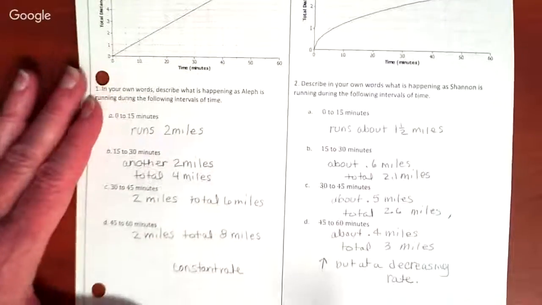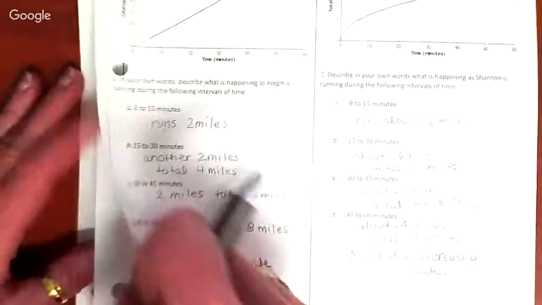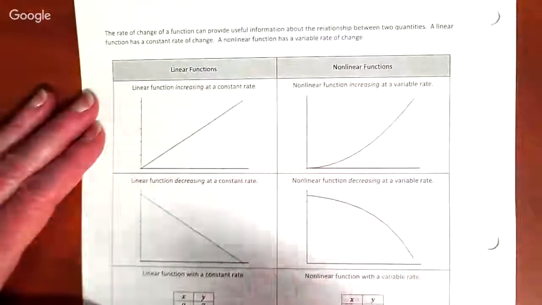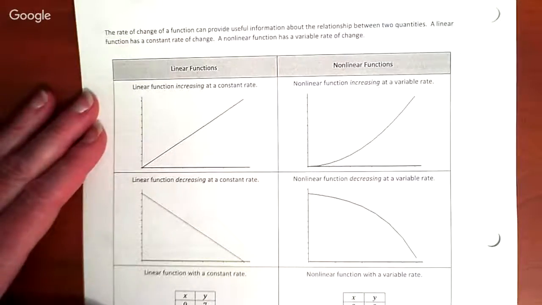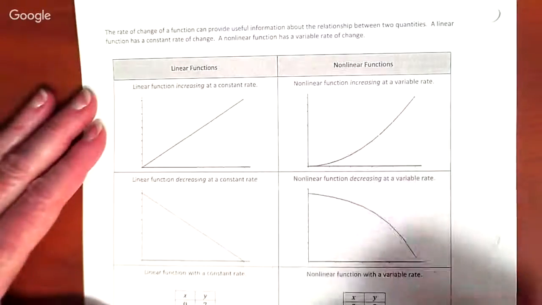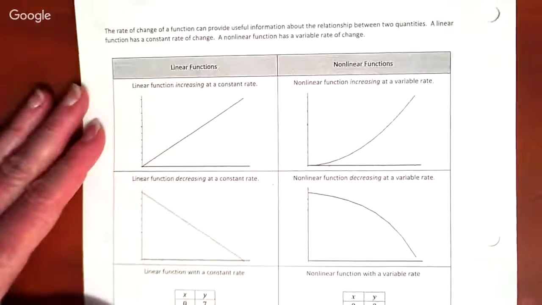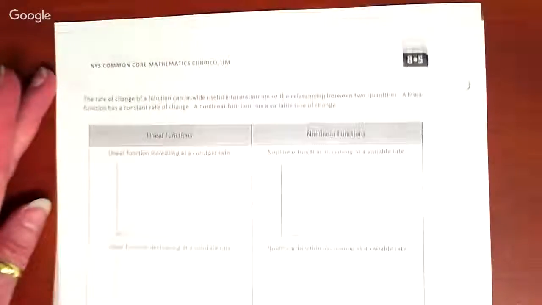Okay. So next, basically what this is telling us is the rate of change of a function can provide useful information about the relationship between two quantities. A linear function has a constant rate of change. A nonlinear function has a variable rate of change. And our charts are just comparing those two. So you could look at those charts. Next.